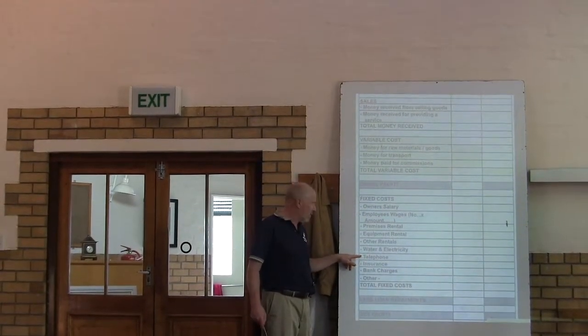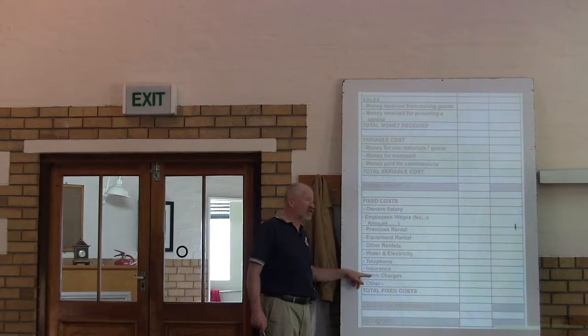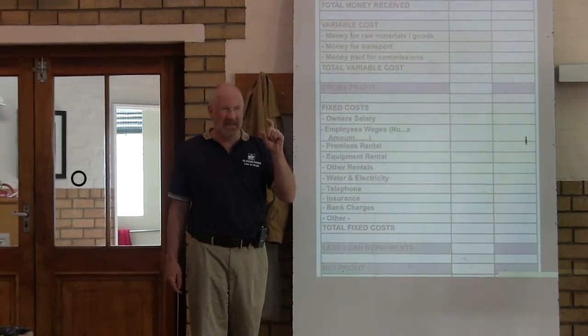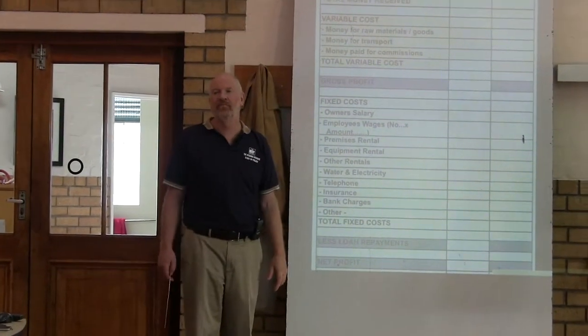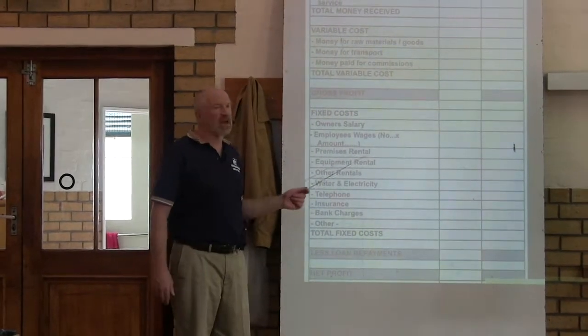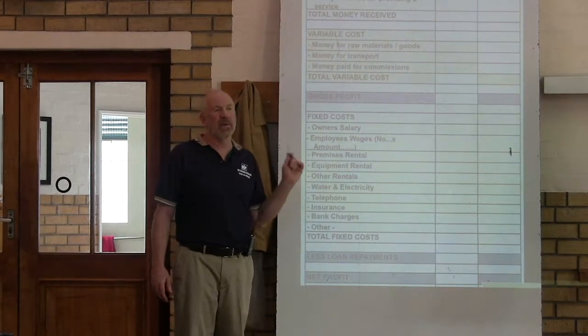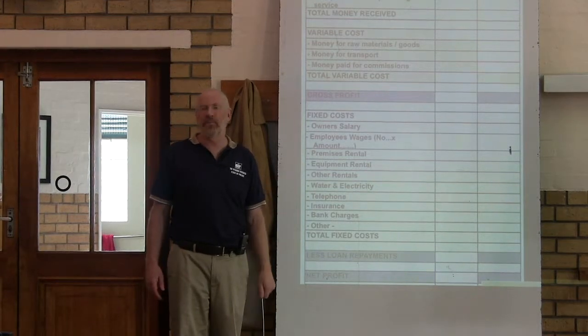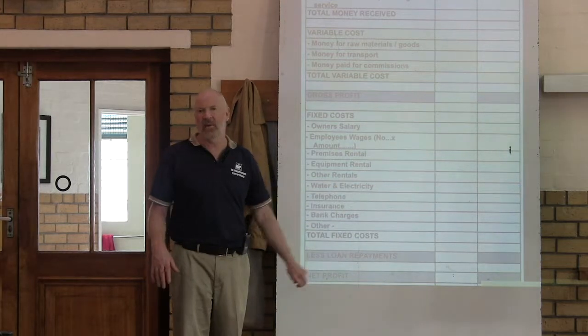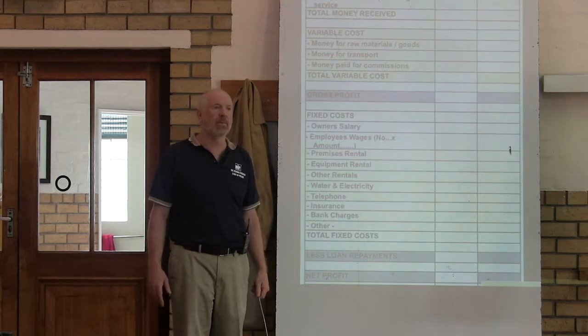Telephone could vary. Bank charges is dependent upon how much money you've got in the bank. So there are a couple where the fixed price won't be exact. It'll vary ever so slightly. Okay, and that's why you list them out. It's also so that when you're comparing, let's say February with April, you can say, but wait a minute, this went a little bit high. Why did this go a little bit high? And so you've got a way to compare. Okay.